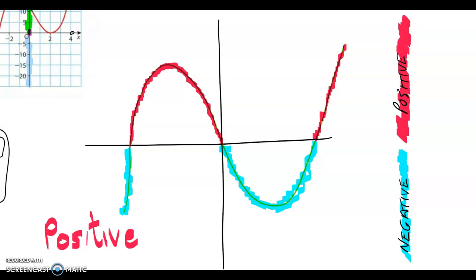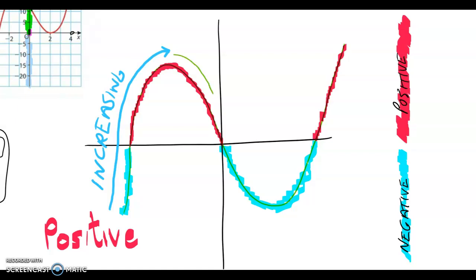Now, what about increasing or decreasing? Well, increasing, it's like a roller coaster. Where is it increasing? It's increasing when it's going up, up, up, up. It stops increasing there. Where else is it increasing? Well, it starts going down here, so it's decreasing to there. That's decreasing.